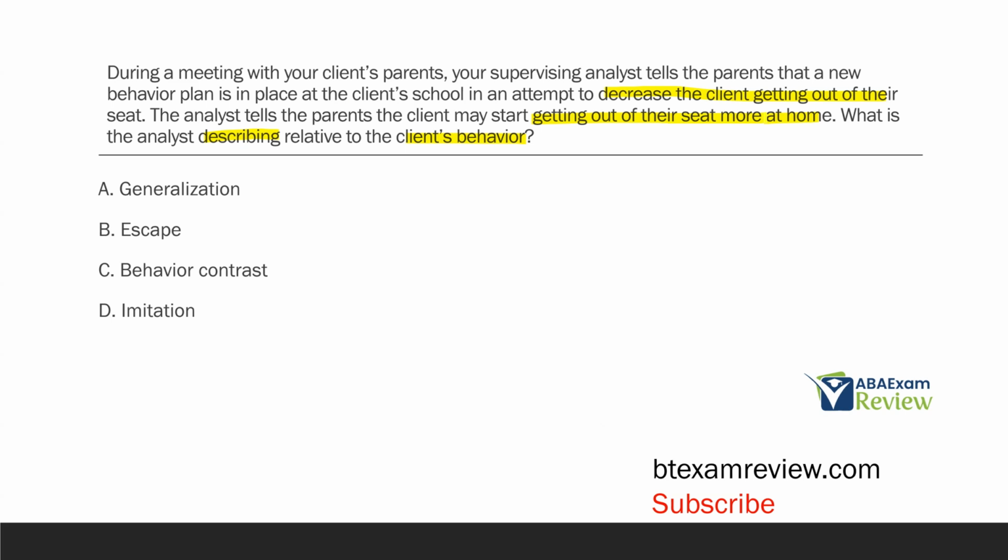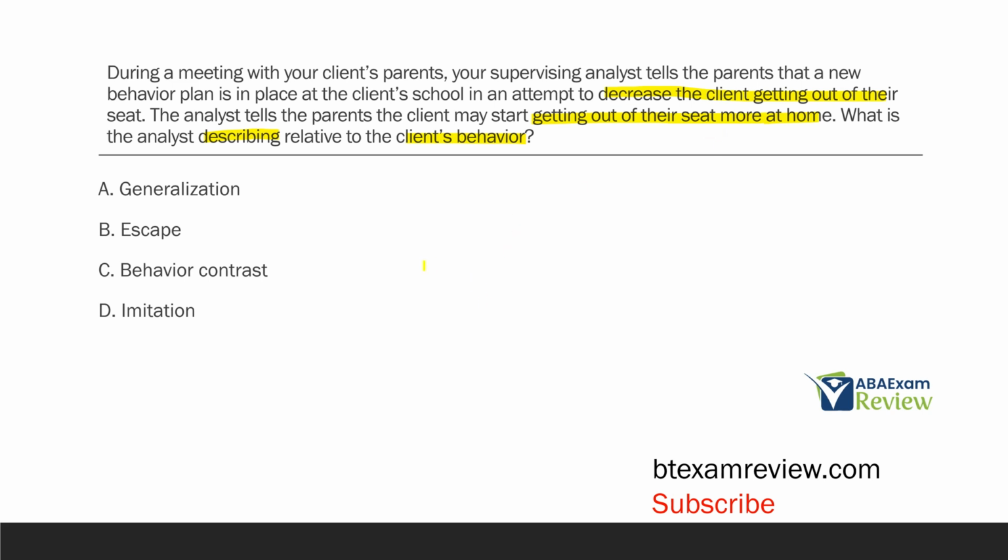What about B, escape? Is there anything in this question signaling that the function is escape? All we know is the client is getting out of their seat. We don't know why. Don't make assumptions about functions, right? We need information and facts if we want to identify a function. All we know here is the client is getting out of their seat. So B doesn't really make sense.